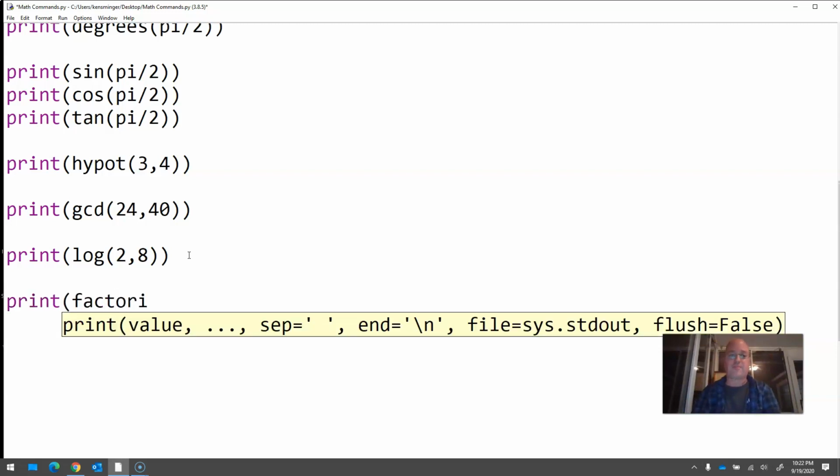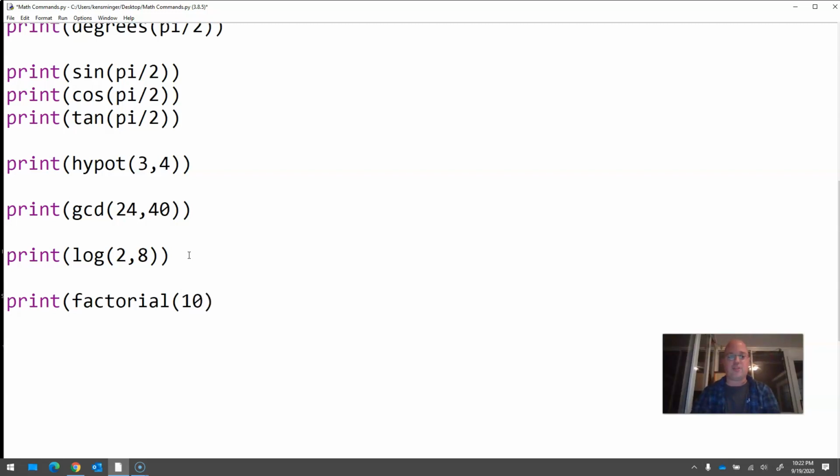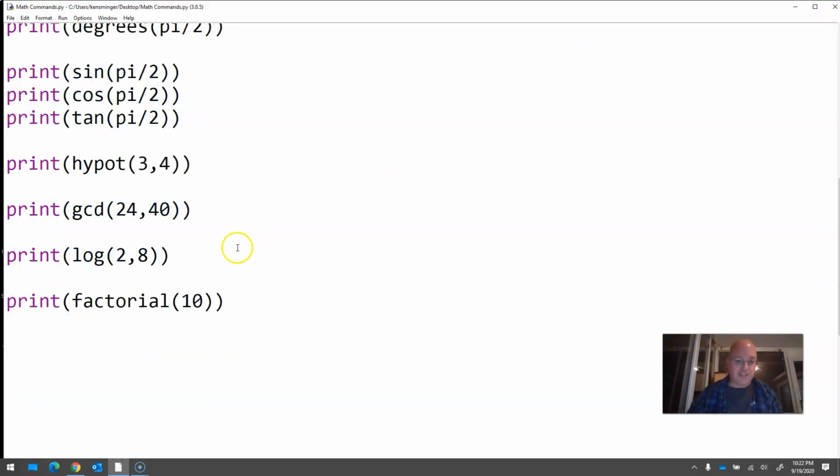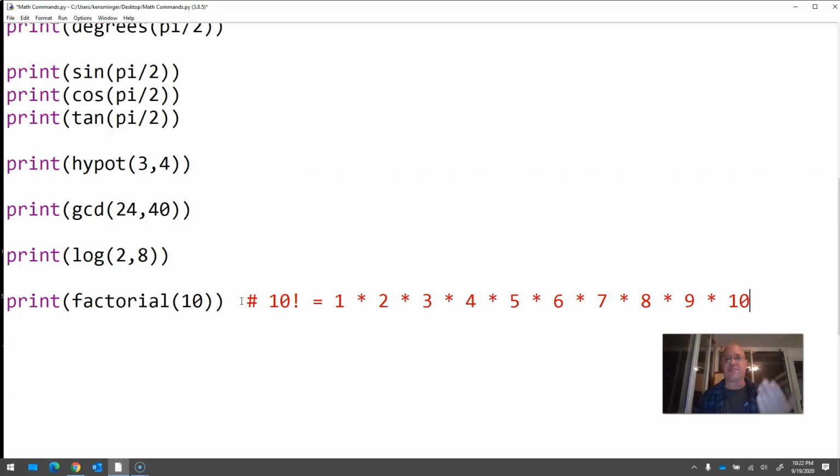Factorials are always fun. Factorial of 10 is going to be 3628800. Reason being, let me put a little comment here. Factorial is the one that has the exclamation mark after it. 10 factorial equals 1 times 2 times 3 times 4 times 5 times 6 times 7 times 8 times 9 times 10. If you do all that up, you get that 3628800 number.